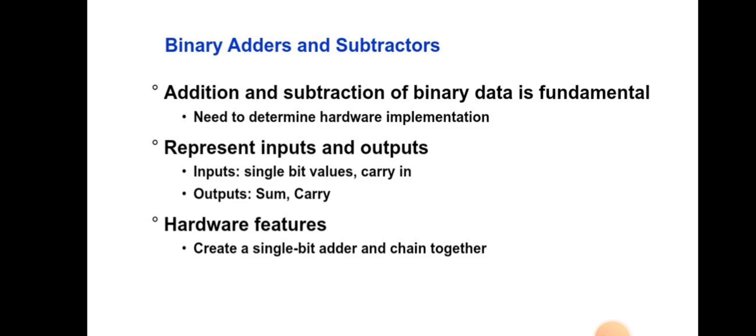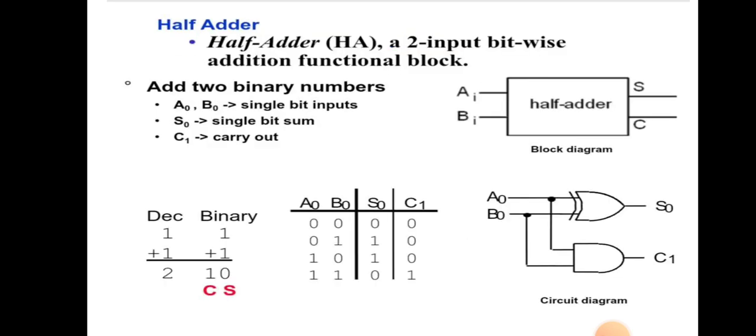The third point is hardware feature: create a single bit adder and chain them together. So this is a theoretical concept. In the next slides we are going to see an example of a half adder, so step by step you will understand all these points. So let's move towards the half adder.